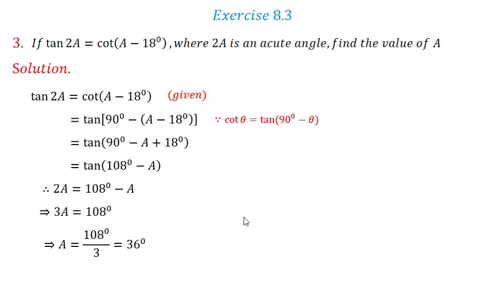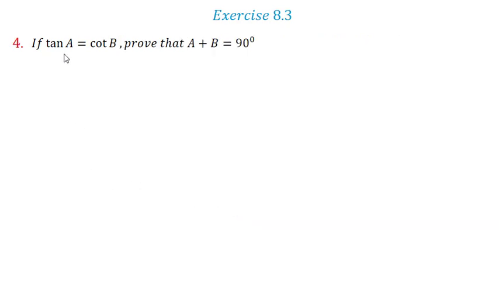Okay, next question. If tan A is equal to cot B, prove that A plus B is equal to 90 degree. Okay, try yourself. You know how to relate tan with cot, how to convert cot into tan. If I am able to convert this cot into tan, then I can find a relation between angles. So pause the video and try yourself. Once you finish, then see the solution.